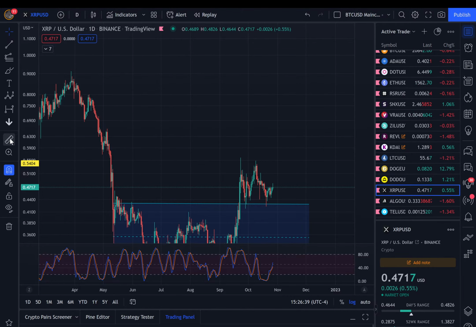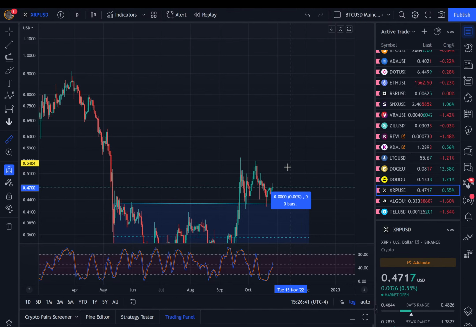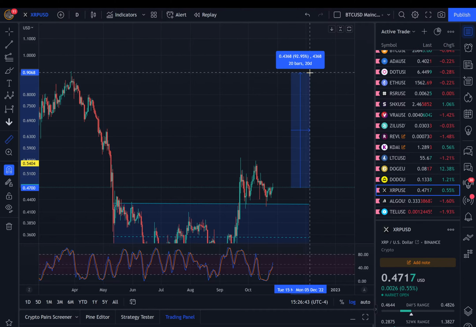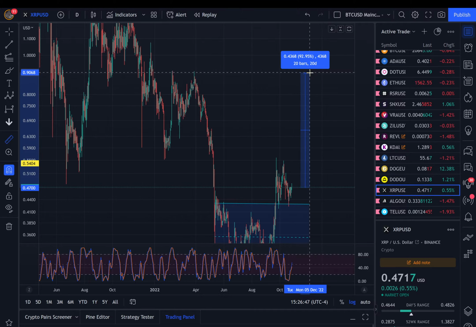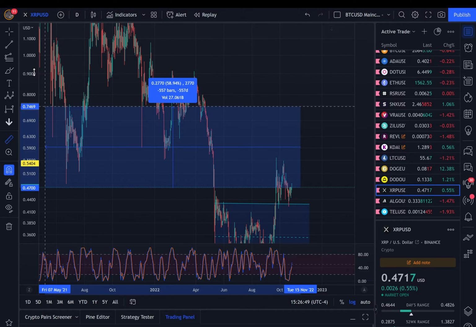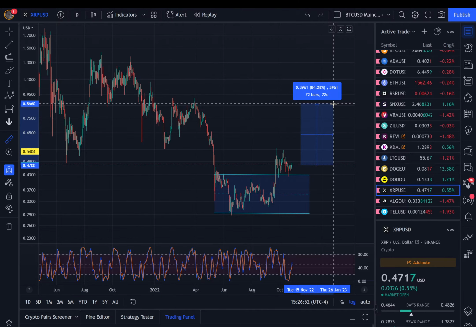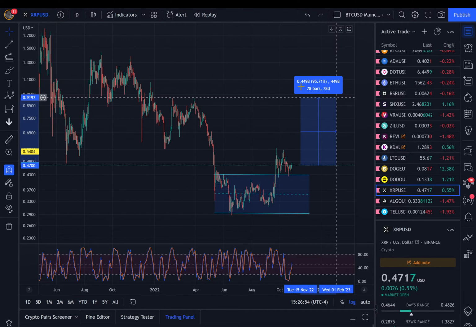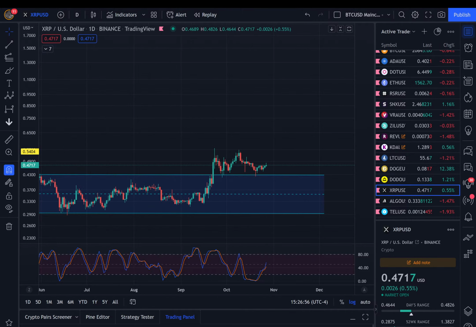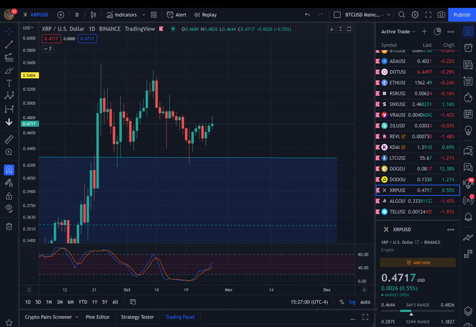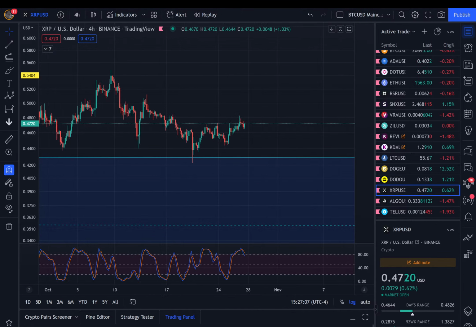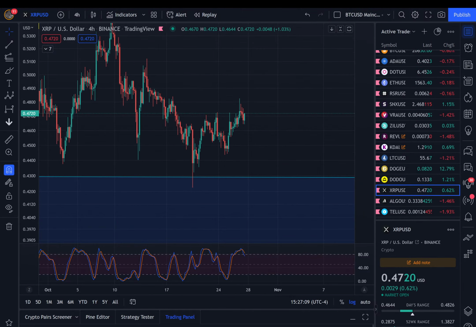I wouldn't be surprised if when Bitcoin hits its 23K, we get a good 100% pump in XRP. Maybe 95 to 100%. Okay? And right now, it looks like we're about to go.